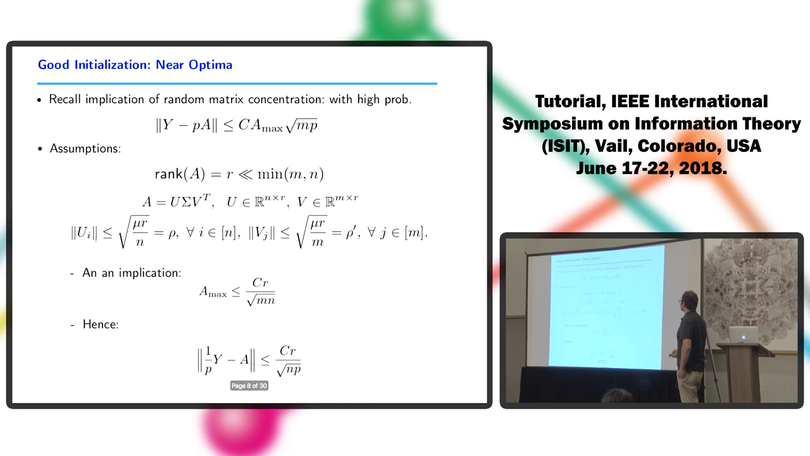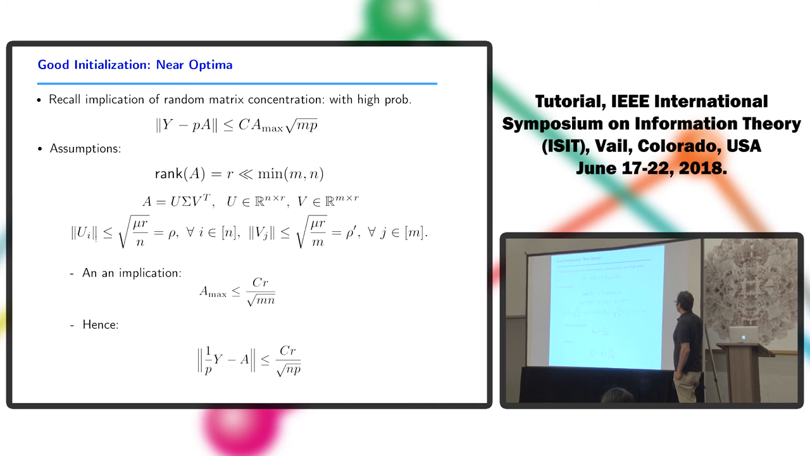All right, so again, remember that before I left, this is the basic inequality that we were looking at. That is, y, which is the observed matrix, minus its expectation in the spectral norm is less than or equal to square root of mp.